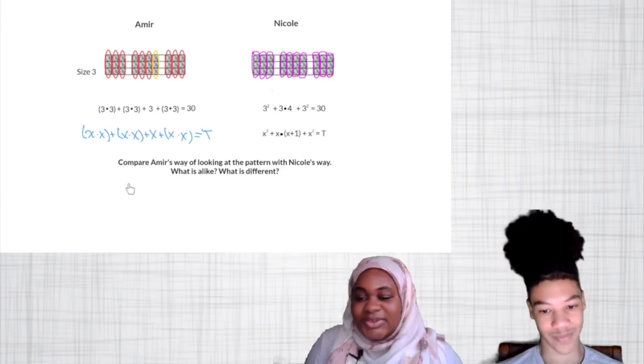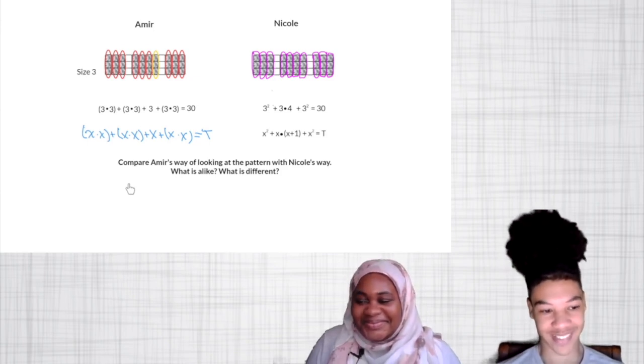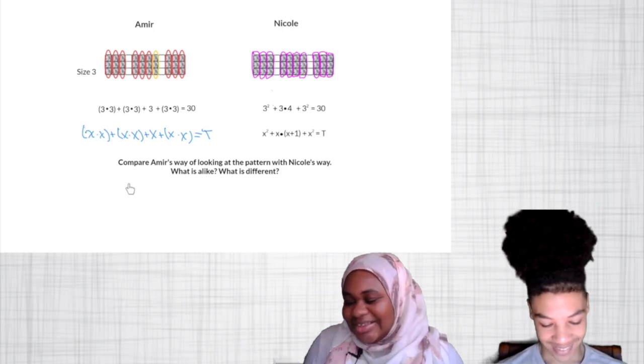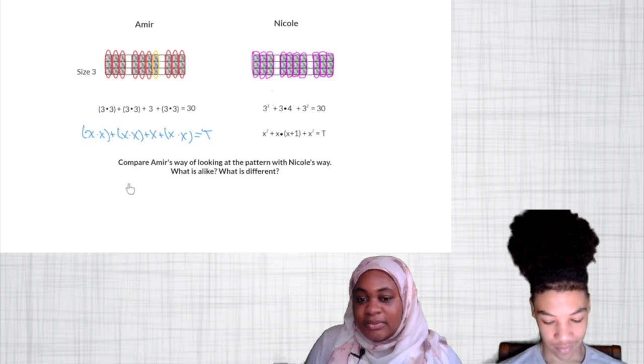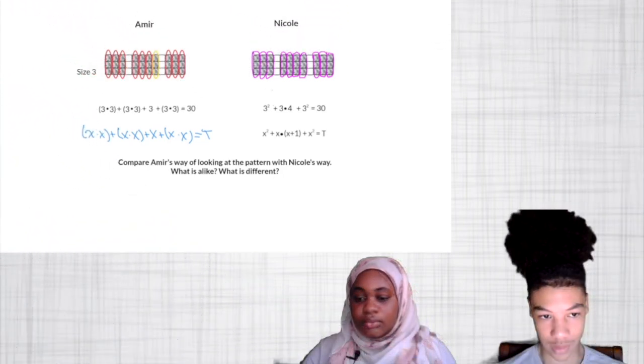Because you, no, go. Sorry. You go. Go ahead, Haleemah. Because the equations are very similar and they both equal the same thing. What do they both equal? 30. Okay. Haleemah and ET have made some great observations.